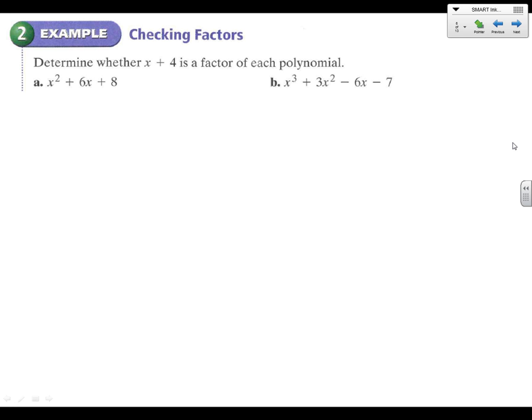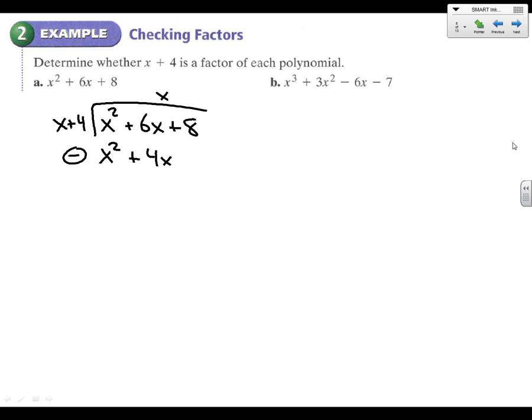It goes in clean. So we're going to do x squared plus 6x plus 8 divided by x plus 4. All right, x squared divided by x is x. Distribute back out, we get x squared plus 4x. Subtract straight down, we end up with 2x. And we bring down the 8 for plus 8.